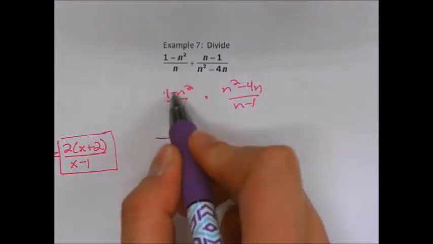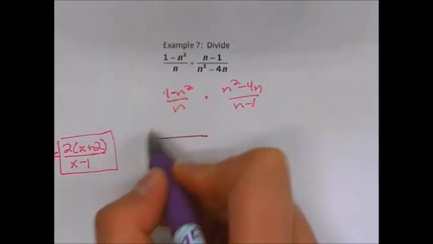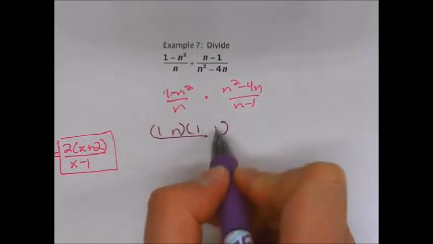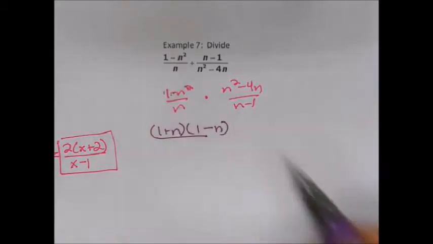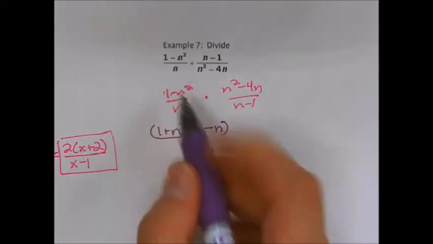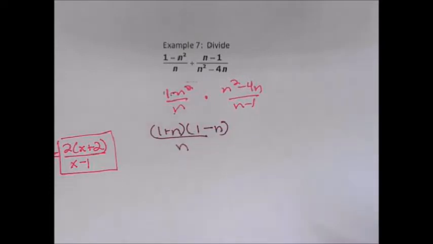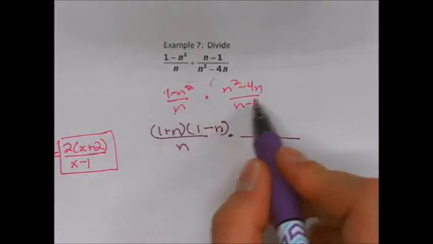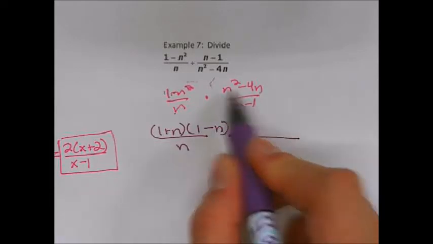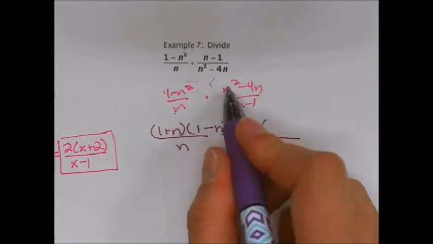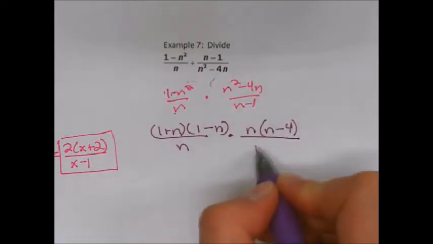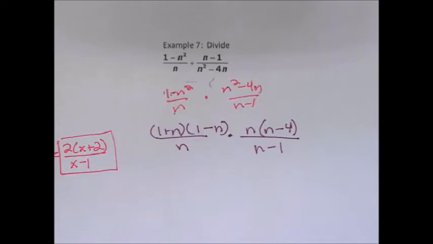This top piece is a difference of squares. Square root of 1 is 1. Square root of n squared is n. 1 plus n, 1 minus n. And again, if you want to write it on top, you can. The bottom here doesn't factor. Here, I have a GCF of n. n squared divided by n is n. Negative 4n divided by n is negative 4. And then I have n minus 1.